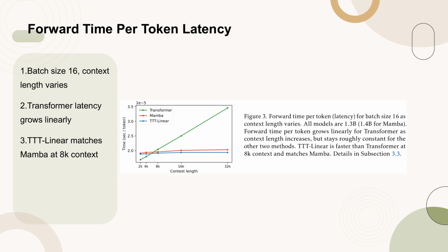Figure 3 illustrates the forward time per token, or latency, for a batch size of 16 as the context length varies across different models. All models examined are of size 1.3 billion parameters, except for Mamba, which is 1.4 billion. The graph shows that the forward time per token increases linearly for the transformer model as the context length grows. In contrast, the latency remains relatively constant for the other two methods, TTT linear and Mamba. Notably, TTT linear demonstrates faster performance than the transformer at 8K context and achieves comparable latency to Mamba. This data is detailed further in subsection 3.3.